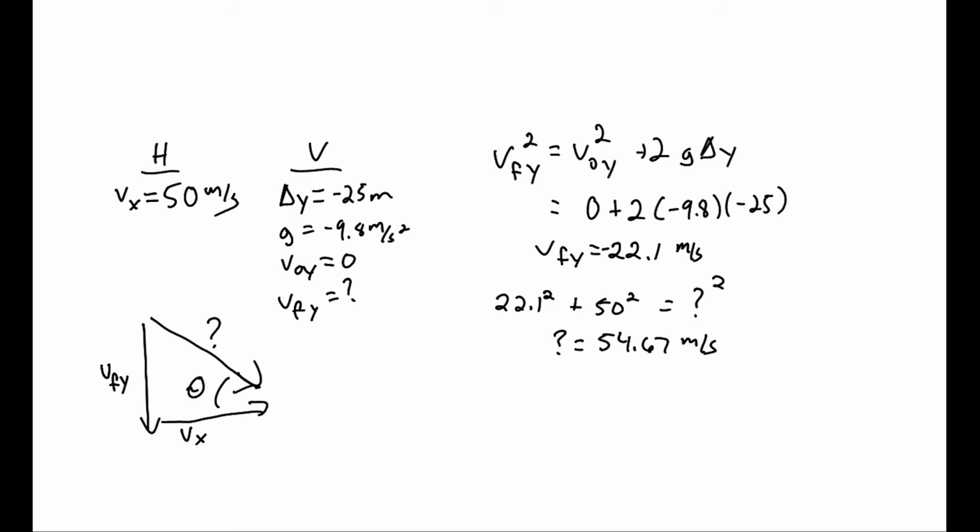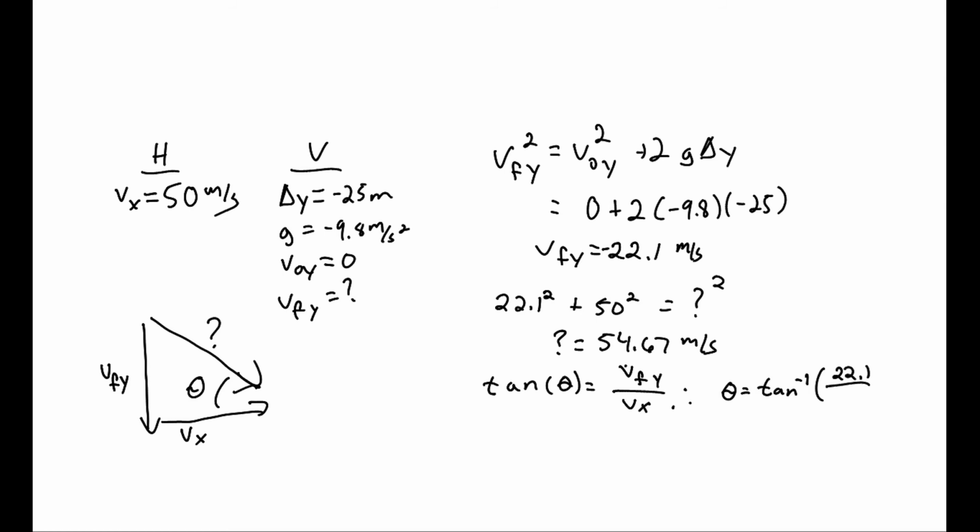Then I need to figure out what angle. We're going to use tangent because we have the two sides there. Tangent theta equals VFY, opposite, over adjacent, VX. So then we get theta equals tangent to the negative 1 of VFY, which is 22.1 over 50. So you make that positive.